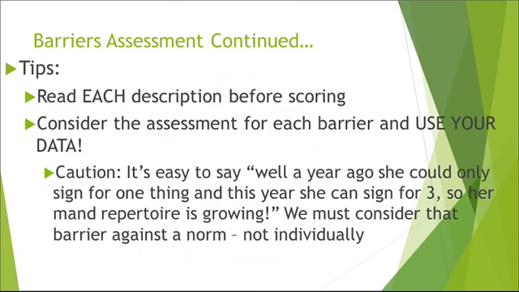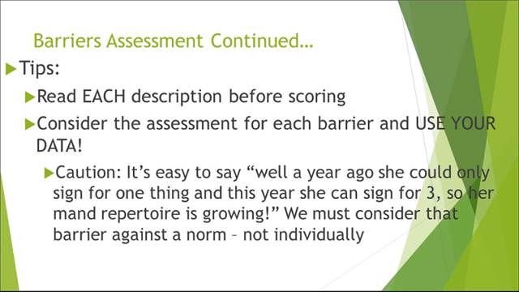Some tips for the barriers assessment. You want to read each description before scoring. While it's a 0 to 4 score, it's important to read each one because each one goes a little bit deeper into what that barrier means. It's also a great time to learn a little bit more. For example, instructional control is a barrier, and maybe you weren't quite sure what instructional control meant, but if you read through each of those sentences, it plays out for you what instructional control, or lack thereof, might look like in different situations.